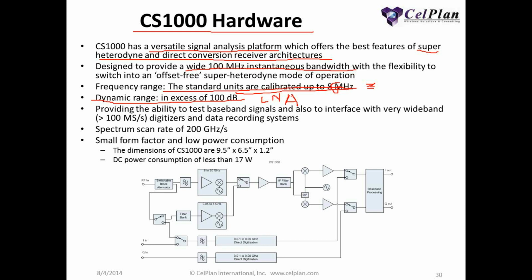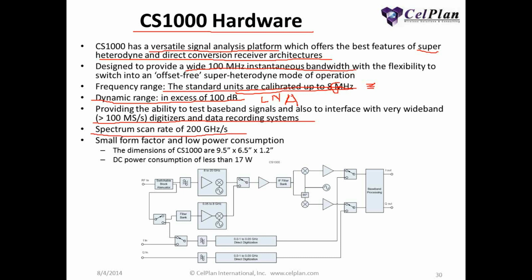And we have very high speed. We use very high speed digitizers and data recording systems. Our spectrum scan rate is 200 gigahertz per second. And it's a very small form factor, very low power consumption. And here is a block diagram of the receiver. I will not go into details here just because of time.